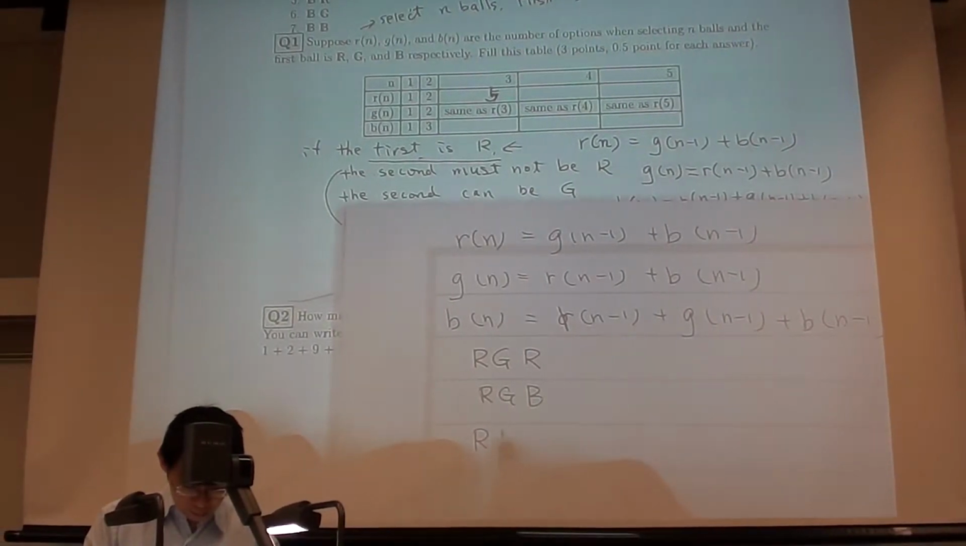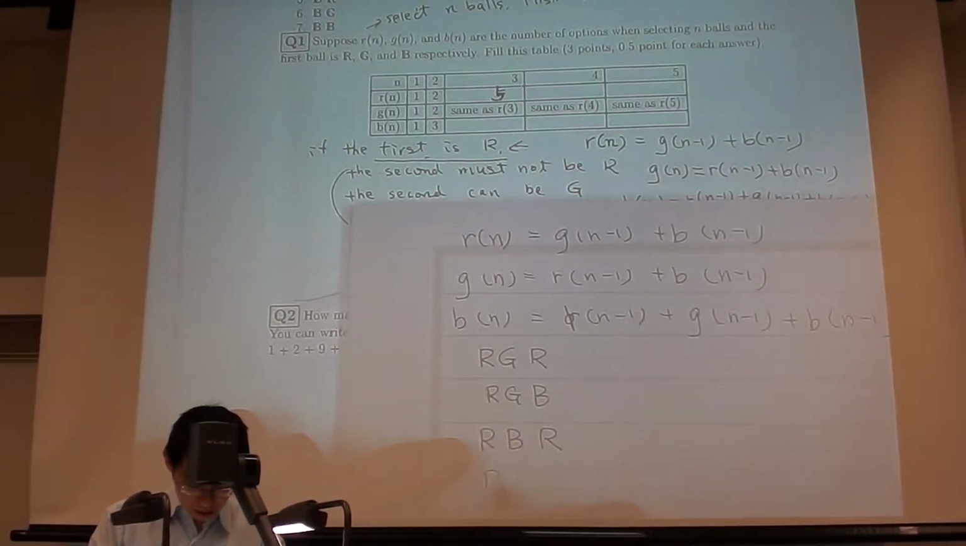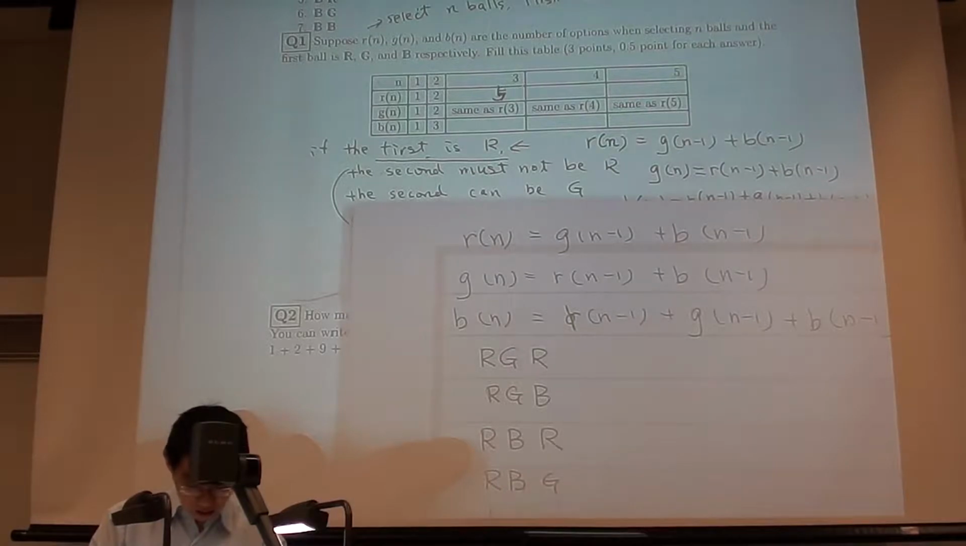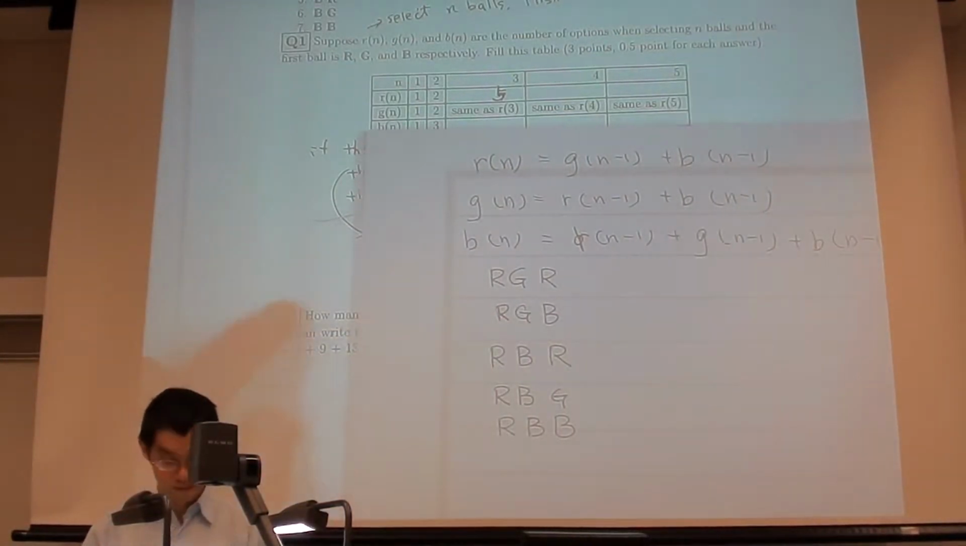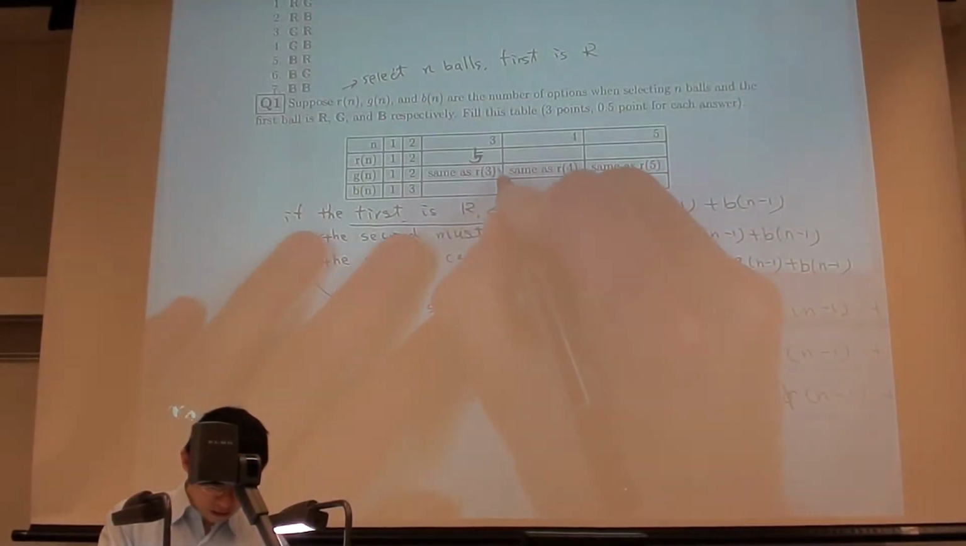Or the second ball is blue. In that case, the third ball can be green, red, or blue. So you have 5 choices. This will also be 5.